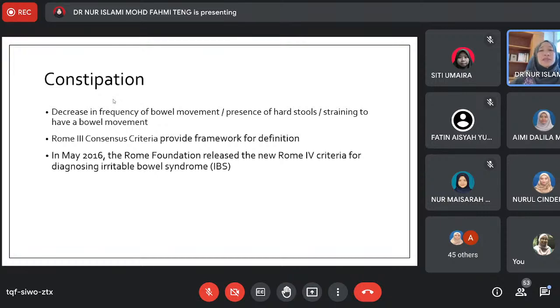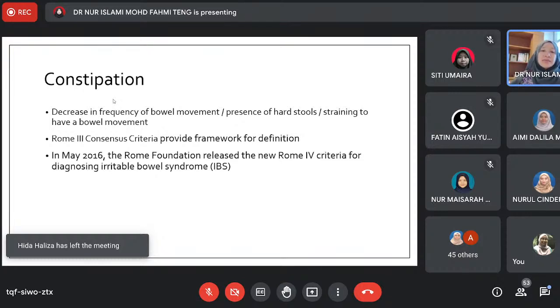Yeah, ataupun you have presence of hard stool, and straining to have a bowel movement. Yeah, but however, it is difficult to interpret the complaints of constipation. Betul ke jadi constipate kan? So the Rome 3 consensus criteria actually provide a framework for a definition. Yeah, they define constipation, to diagnose constipation.